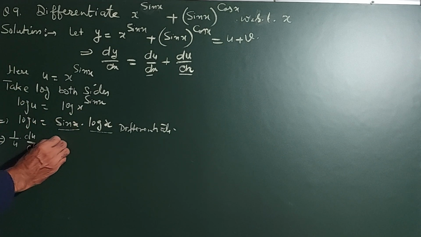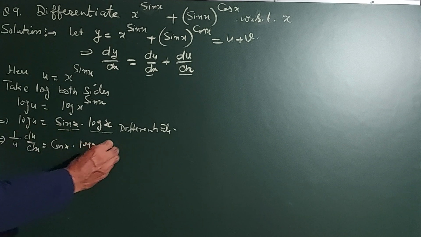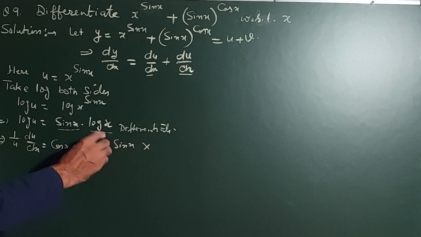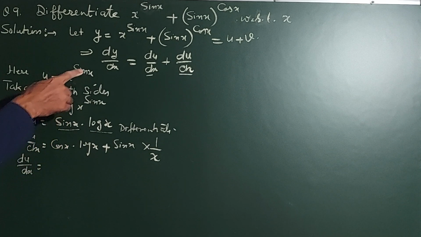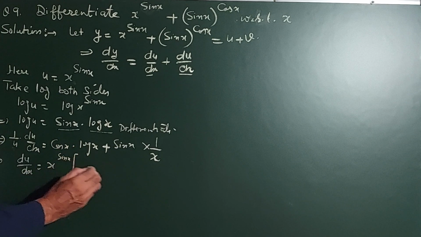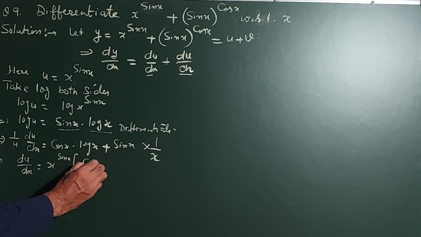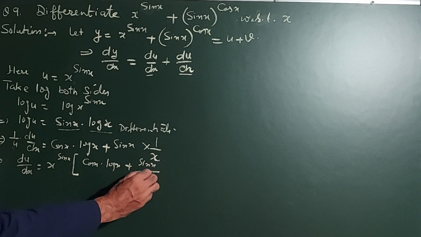Now derivative of the first function sin x is cos x into the second function log x, plus first function into derivative of second function, which is 1 upon x. Now we will transfer u to the right hand side, so du upon dx will be u. u is x raised to the power sin x, so x raised to the power sin x into cos x into log x plus sin x over x.